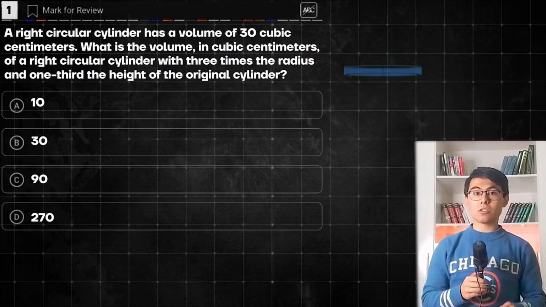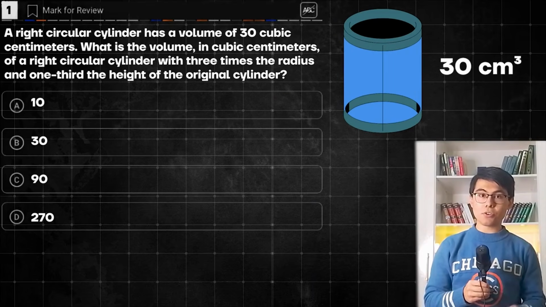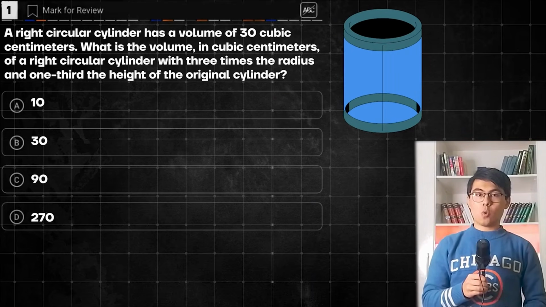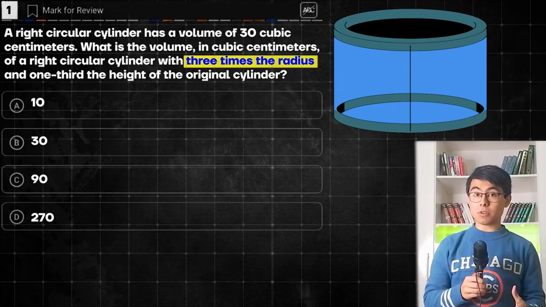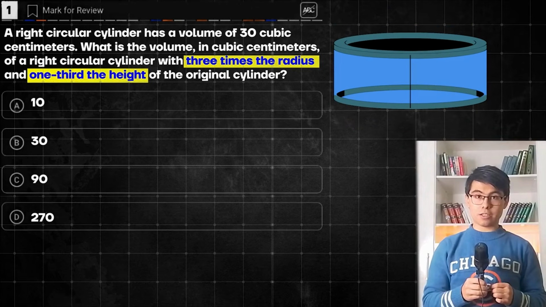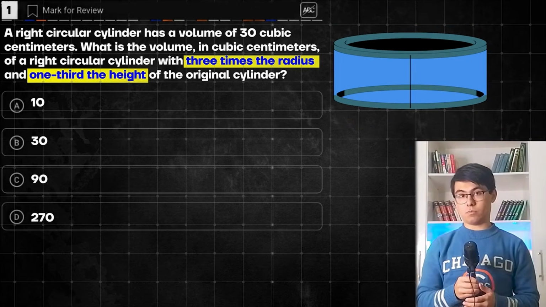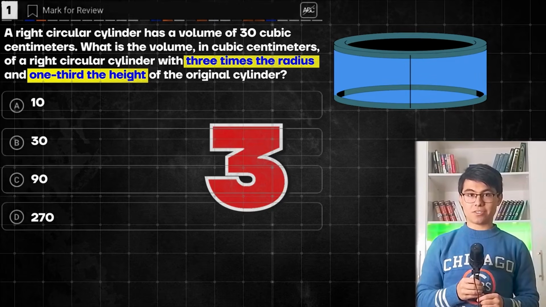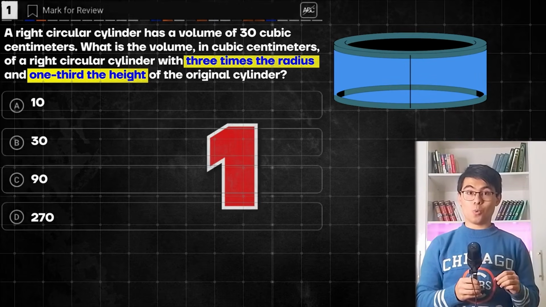A right circular cylinder has a volume of 30 cubic centimeters. So what happens if we triple the radius and shrink the height to 1/3? So what's the new volume? Lock in your answer. 3, 2, 1.